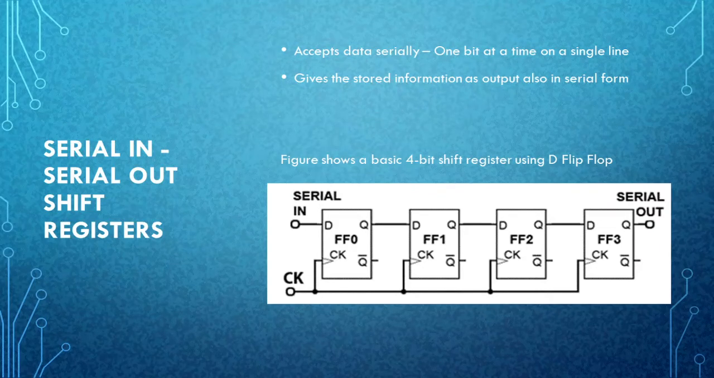This figure shows a 4-bit shift register using D flip-flops. We can see that the output of the first flip-flop is connected to the input of the second flip-flop. Output of the second is connected to the input of the third, and output of the third to the input of the fourth flip-flop. And from its output, the final output can be taken. All flip-flops are connected to a common clock. We can see that it's an edge-triggered clock, so all flip-flops will change state on the positive edge of the clock.